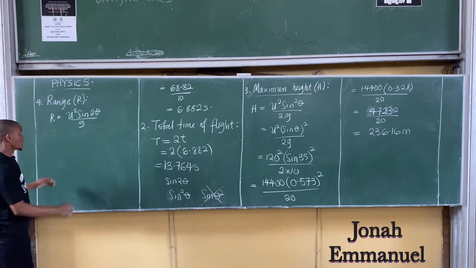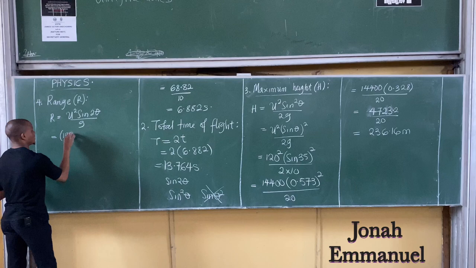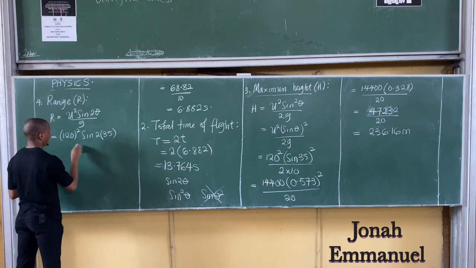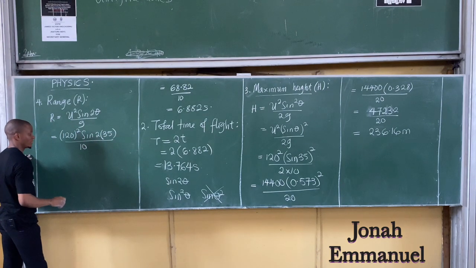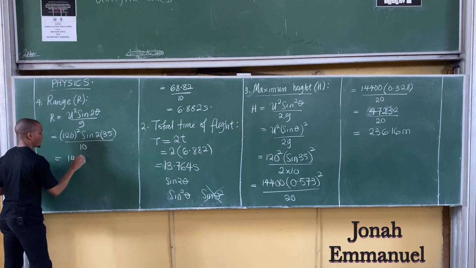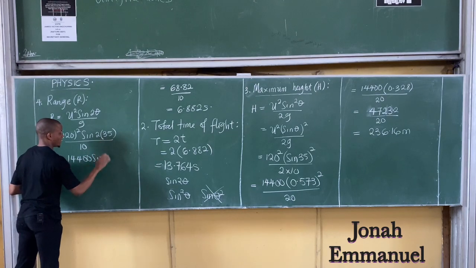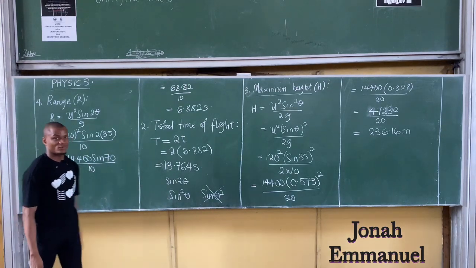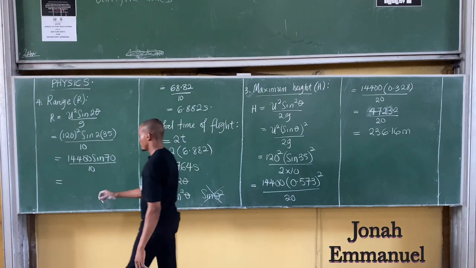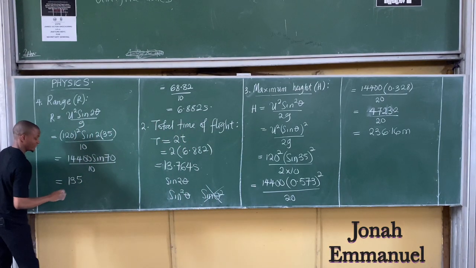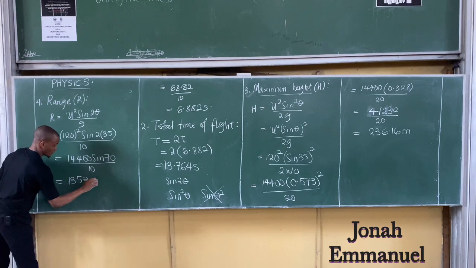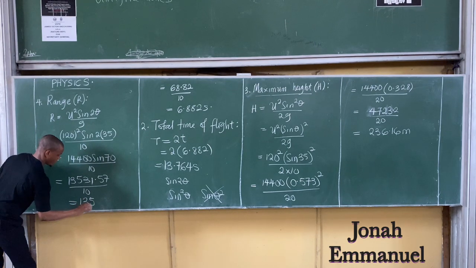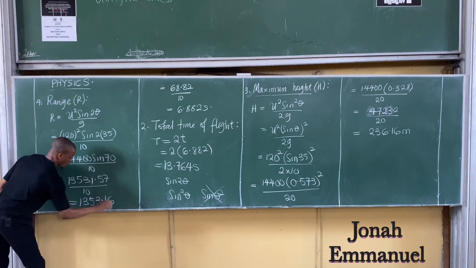So in good value, this is equal to u, 120 all squared, sine 2 times theta, which is 35, all over g, which is 10. This value is 14400 sine, should be about 70, all over 10. Please give me 14400 sine 70. What do you get? 135.57 all over 10. What do you get here? 1.6 approximately.